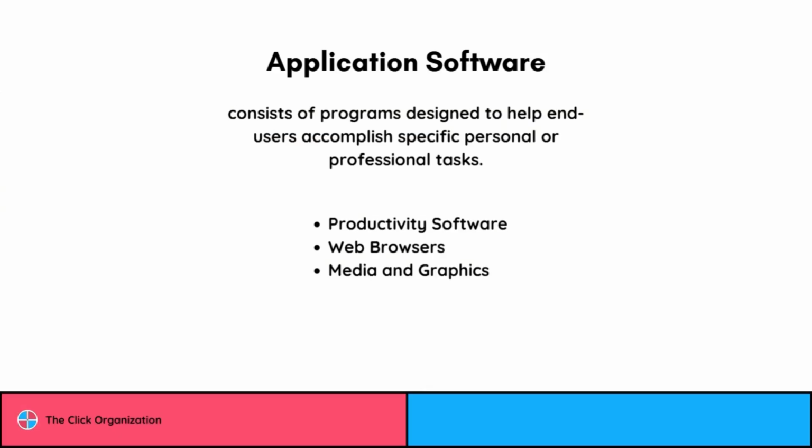And also we have application software. It consists of programs designed to help end users accomplish specific personal or professional tasks. The apps that you use on your mobile phone and your computer, to be specific, all of them are software, and they are in the application type of software. And there are three components to this as well: productivity software, web browsers, and media and graphics.